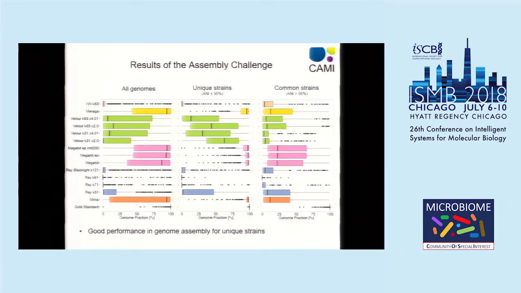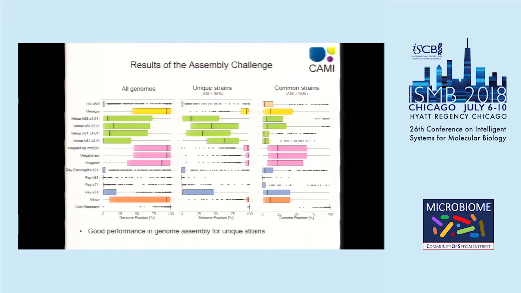We basically split it into two different groups: the unique strains, meaning there's not any genome in the metagenome which has an average nucleotide identity above 95%. So they should be easy to assemble because there is not much cross matching between different genomes. And then we have the common strains, which are strains where the average nucleotide identity is larger than 95%. And as Alice pointed out earlier, all of the assemblers have problems with these strains.